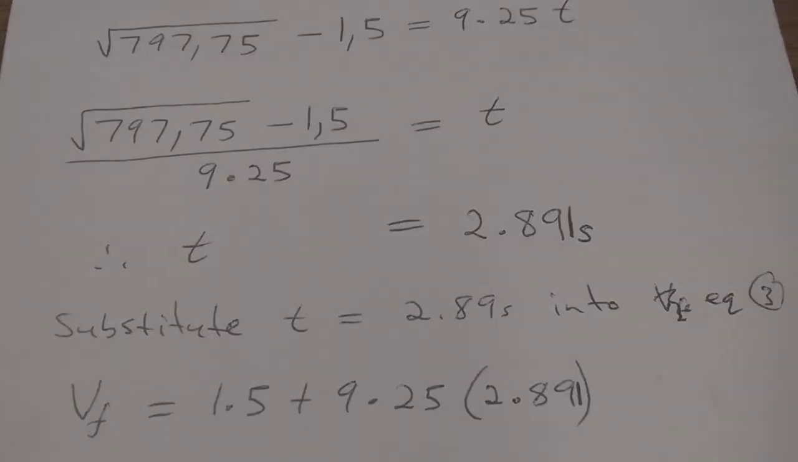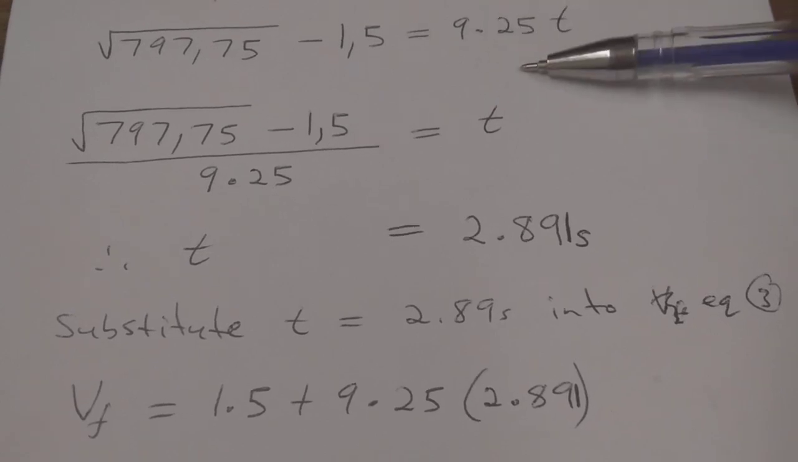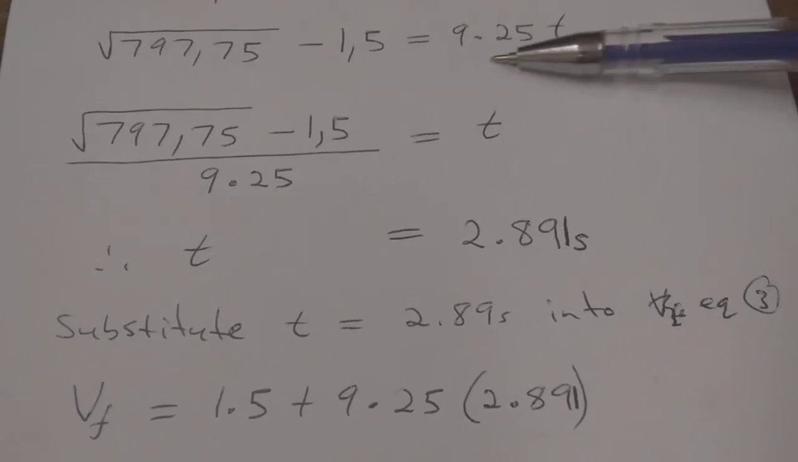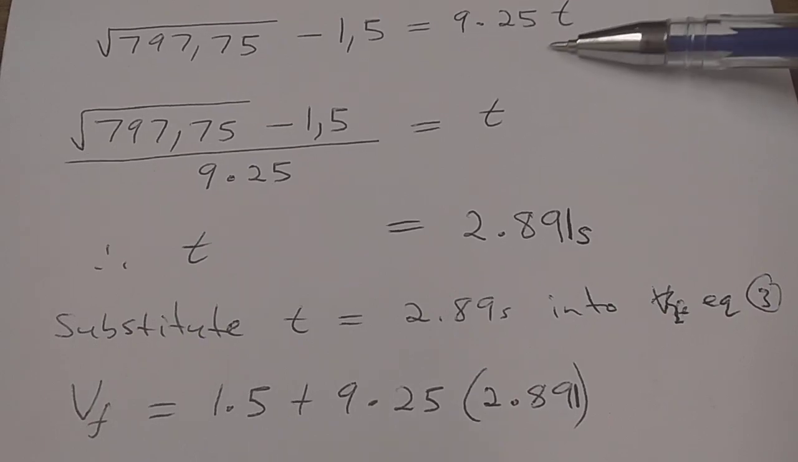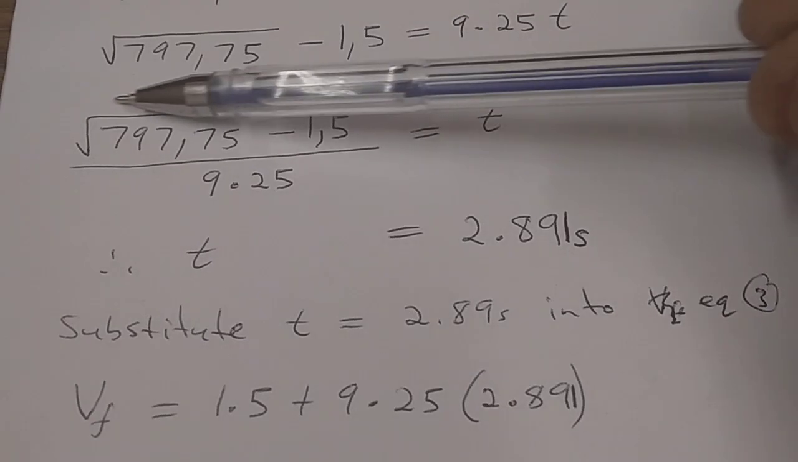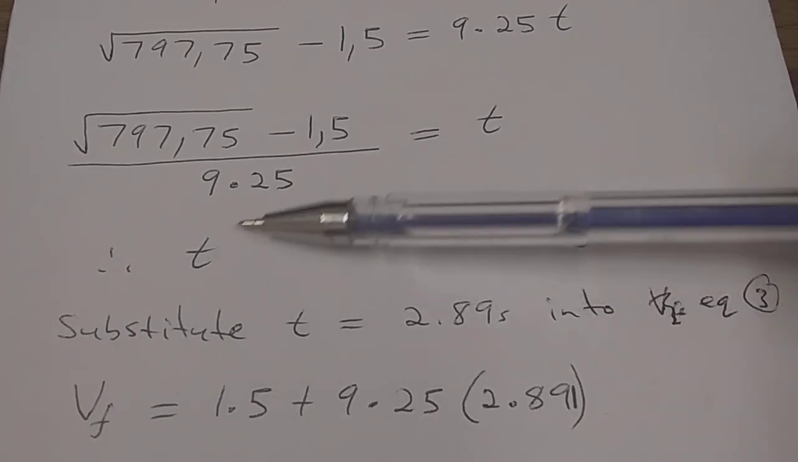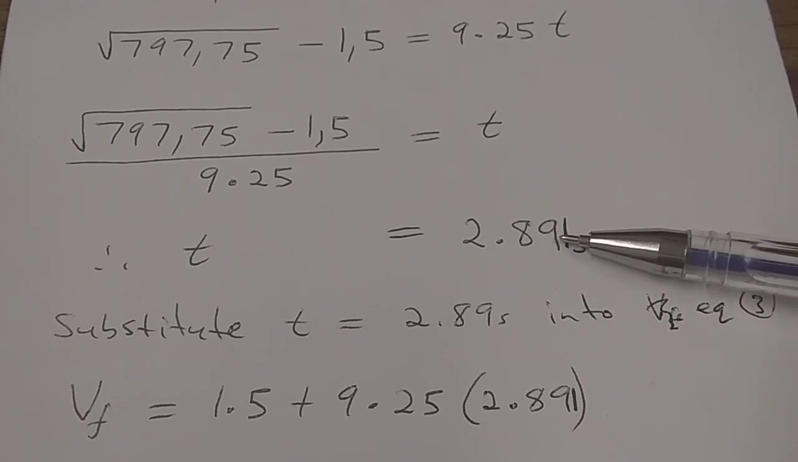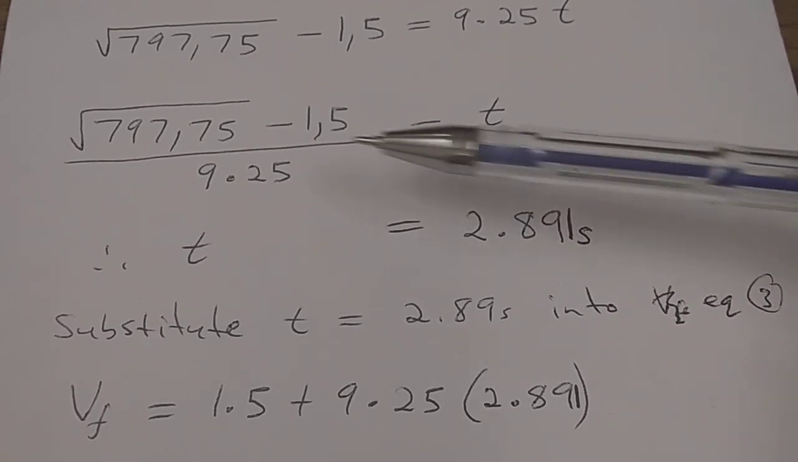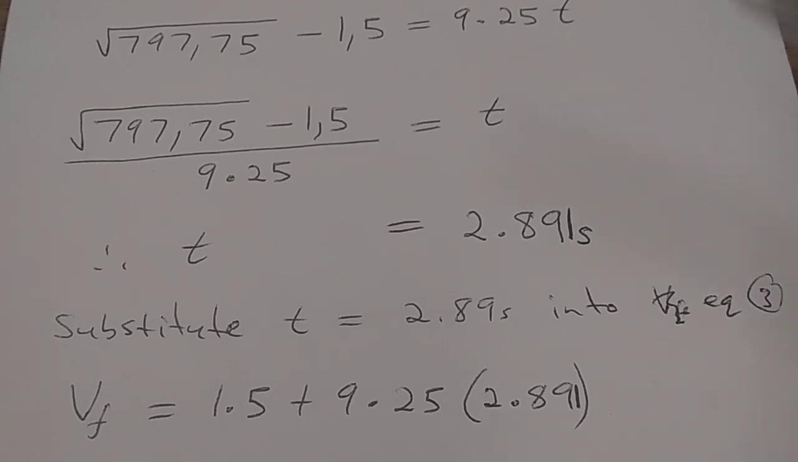Now we are going to do division. We divide both sides by 9.25. On the right side, we are left with t, and you divide the whole of the left hand side by 9.25. So t is equal to this. You simplify, you get 2.891 seconds, just round off.